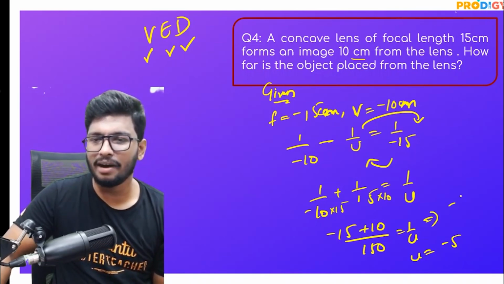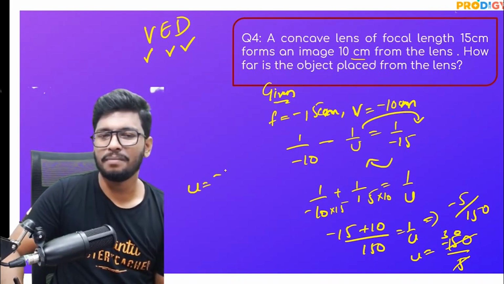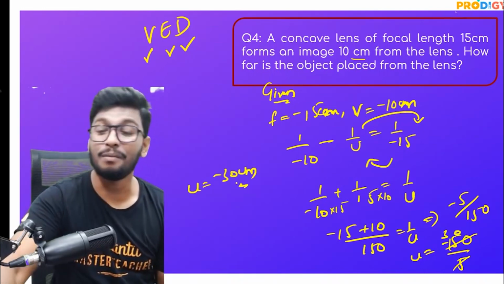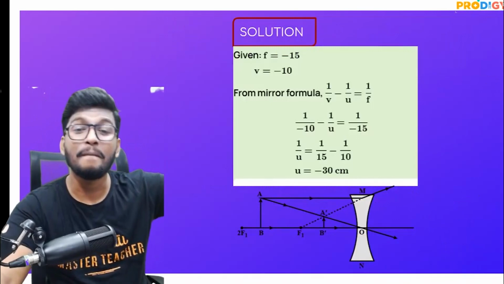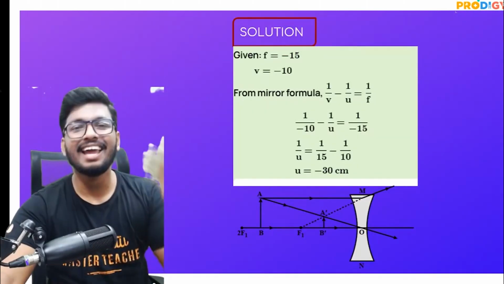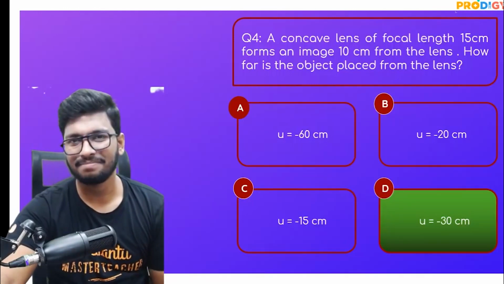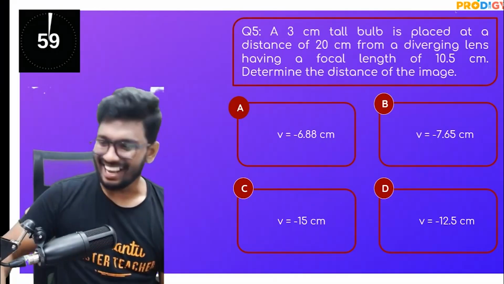this can be written as what? Minus 5 divided by 150. So you can write this as 150 divided by 5, right? So 5 3s are 15 and 0. So the answer would be minus 30 centimeters. So the object has to be kept at minus 30 centimeter, or on the left hand side of the lens, in order to get the image such a way that the image is formed at 10 centimeter, right? All right, next question, guys.